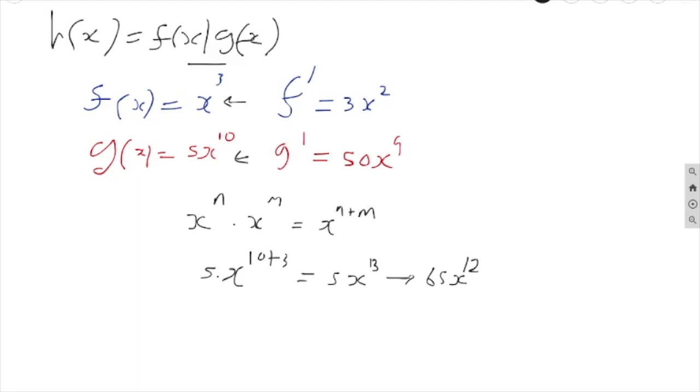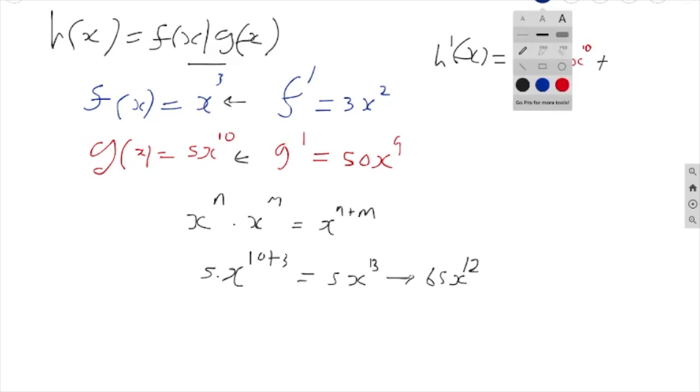Let's double check if this agrees with the product rule. So we'll do exactly the same as before. We will do our h prime of x equals f prime, as we saw before, let's do it in blue, is 3x squared. g of x is 5x to the 10th. And then we're going to add f, which is x cubed, and g prime of x, which is 50x to the 9th.